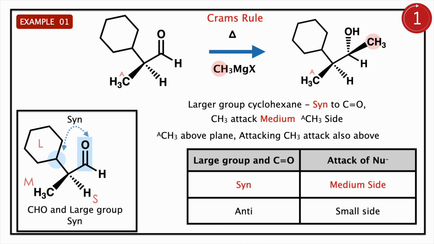Here, by looking at the carbonyl and the alpha chiral carbon, you might realize it is Cram's rule. So we will go by the basics. In the chiral carbon, the large group is cyclohexyl, medium is methyl, smaller is hydrogen. Here the large group is our interest, whether it is syn or anti to the carbonyl. Here, both are in the same plane, same side, so it is syn position. Large group and CO syn mean attack will happen on the medium side. Here the medium group is above the plane. So CH3, that is the incoming nucleophile, attacks above the plane. You have the final product. The concept you have to learn here is you should be a master in identifying the large group.